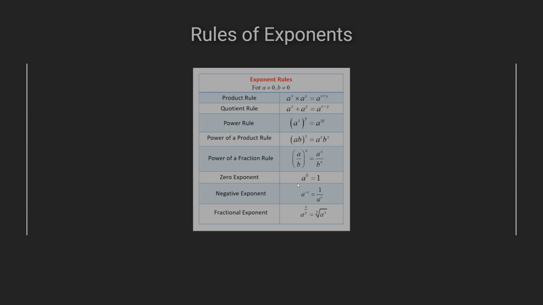Zero exponent: any variable, any number to the power of 0 will always be 1, except 0. Negative exponents: instead of increasing the size, it diminishes the size into a fraction. You put the variable below and put 1 as a numerator. Then a fractional exponent x divided by y eventually turns into the y-th root of a to the x.